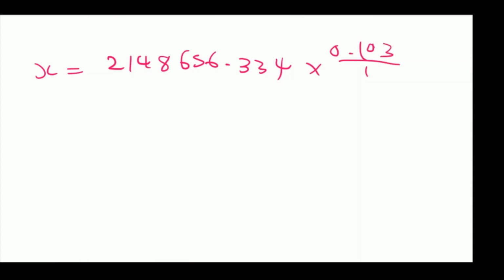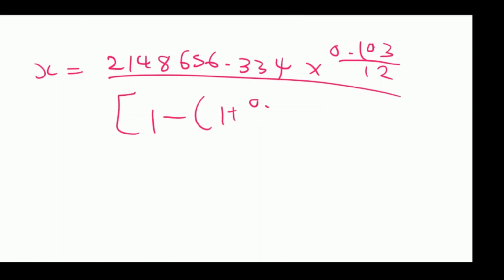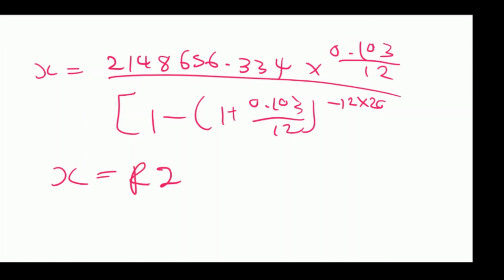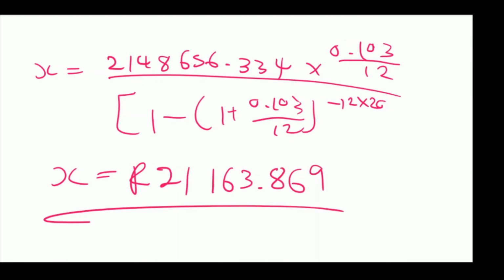So our x is going to be equal to 2148656.334 multiplied by 0.103 over 12, divided by 1 minus (1 plus 0.103 over 12) to the power of minus 12 times 20. So your x value, which is your installment, would be 21,163.869. So these are the installments that he is going to make.